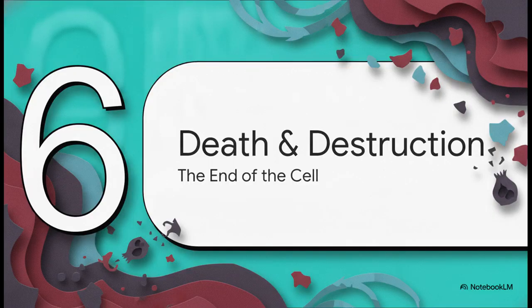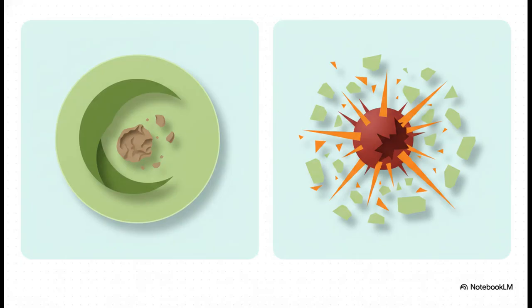Part 6, cell death and destruction. To wrap up our cellular journey, we absolutely have to look at what happens when the factory finally shuts down. Because nothing in the human body lasts forever, right? The cell is actually programmed to handle its own demise. I was super fascinated by the stark line drawn here between a cell simply recycling its trash and triggering total self-destruction.